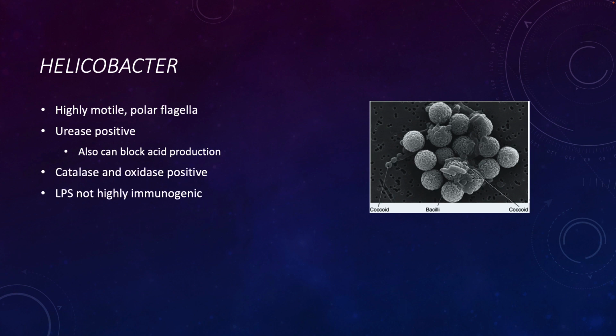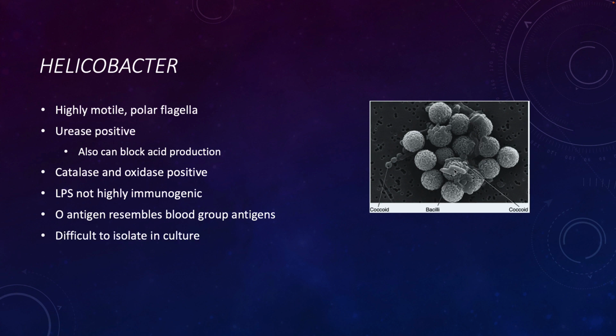It is catalase and oxidase positive. Catalase will help it to evade the immune system. Even though it is gram-negative, it has LPS. The LPS of Helicobacter usually isn't very immunogenic, so that's another mechanism the bacteria can use to hide from the immune system. And the reason that the LPS is not highly immunogenic is because the O antigen of the LPS actually sort of resembles blood group antigens.